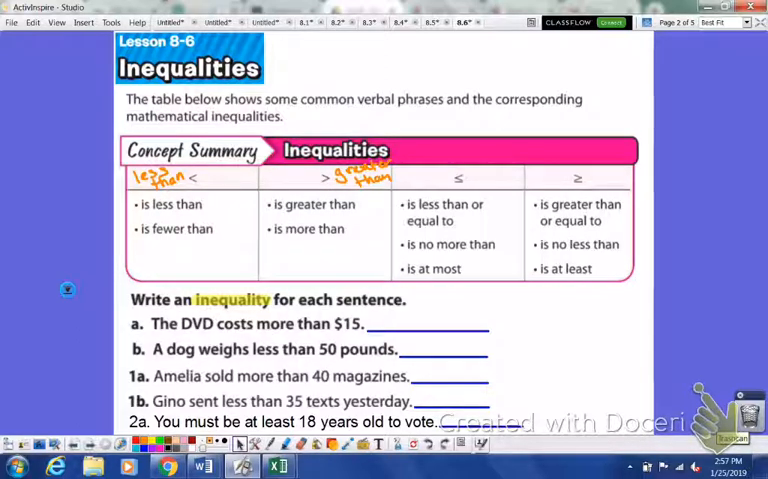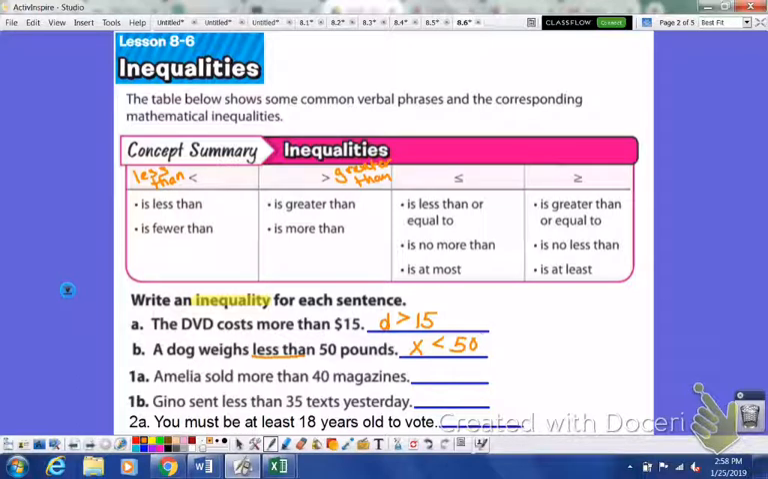Okay, so we want to write an inequality for each sentence. Part A, the DVD costs more than $15. If I say D for my DVDs, so more than, it's a greater than sign, 15. Part B, a dog weighs less than 50 pounds. If I use my X, it is less than 50.